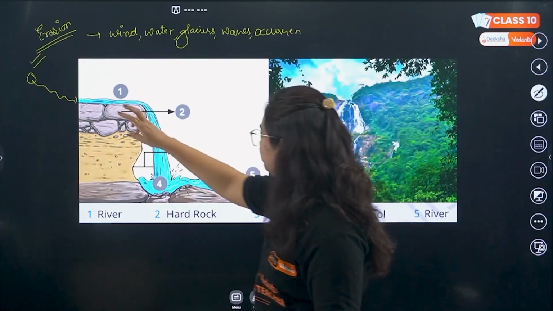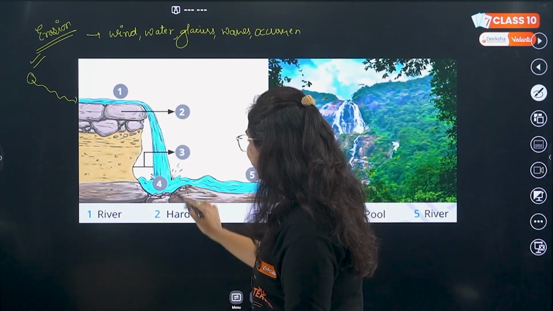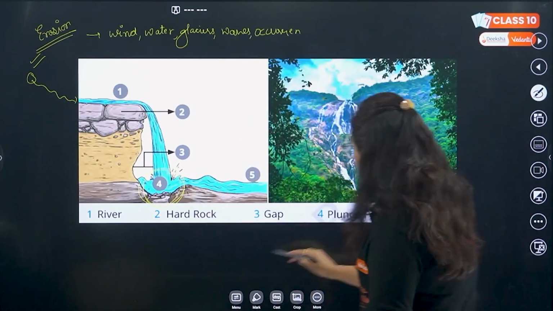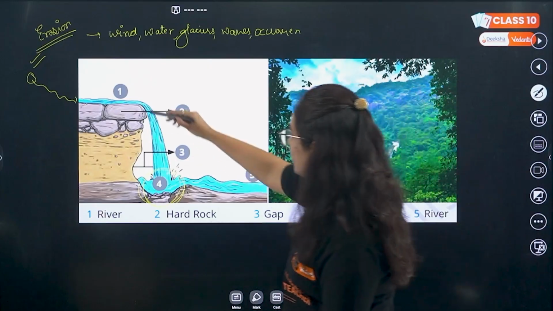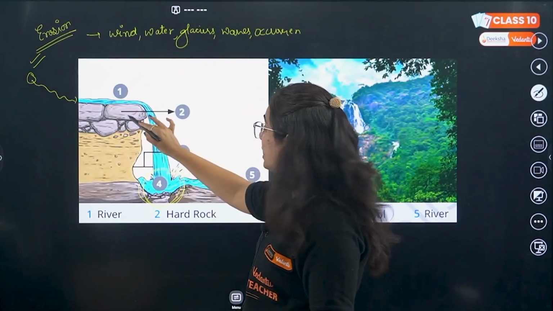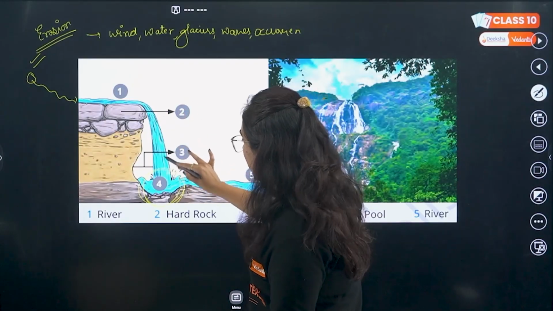Here is a river. In this waterfall, the river is creating pressure over here. Pressure over here, and what is formed is a plunge pool. See, this is a river, this is hard rock which does not get eroded, and the erosion leads to the formation of this feature, that is waterfall.